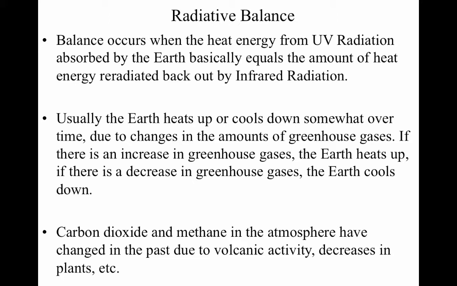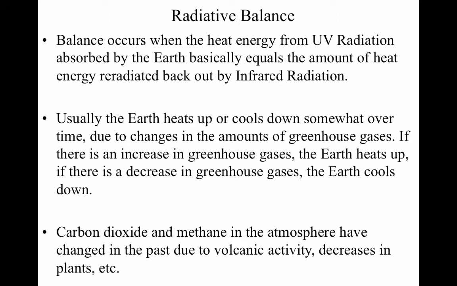So there have been times in Earth's history where the Earth was very cold or very warm compared to today, and they have been able to determine that there are corresponding changes in the amount of the greenhouse gases during these times. Carbon dioxide and methane in the atmosphere have changed in the past due to volcanic activity, decreases in plants, meaning if the total biomass on the Earth is decreased, then you wind up with more carbon dioxide in the atmosphere, and that's been shown to cause warming in certain times.